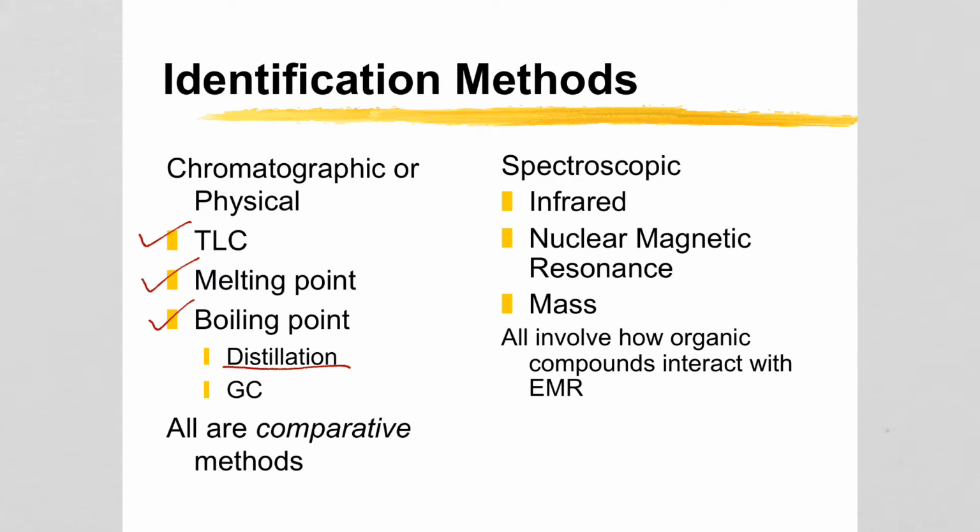All of these are what I like to call comparative methods, meaning that you can only use them to identify a compound if you have something to compare it to. So, for example, you know the boiling point of the azeotrope of water and ethanol. So that's how you could identify that.